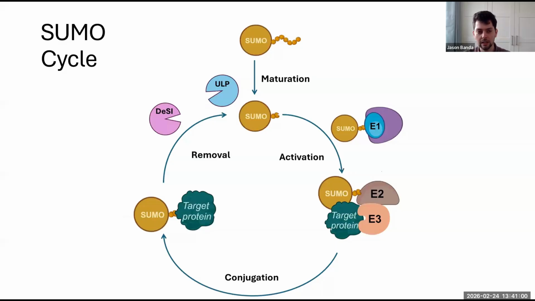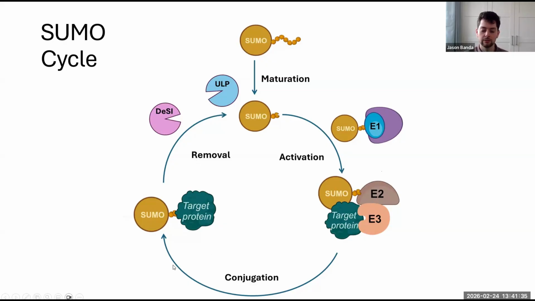I want to take you a little bit through the SUMO cycle because that's very important for the last part of the talk. SUMO is translated as a full-length protein, and that needs to be matured before it can be activated. ULP proteases cut off the C-terminal end of the protein, allowing it to bind to an E1 activating enzyme.